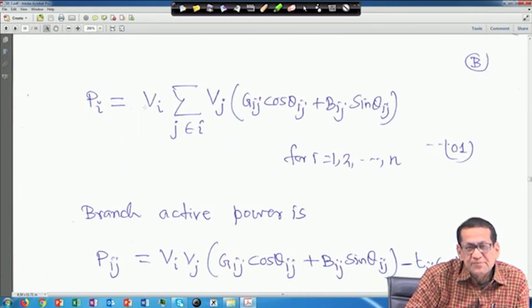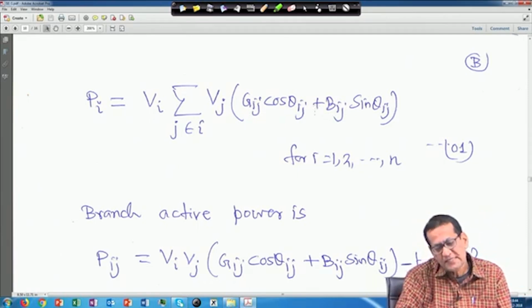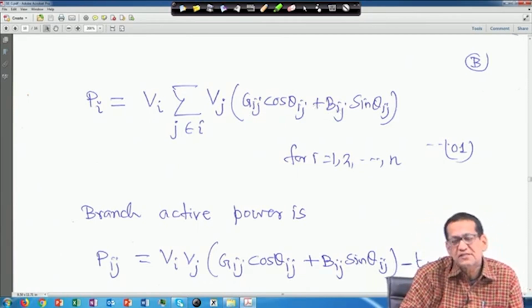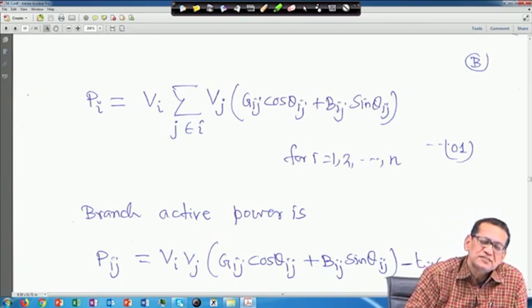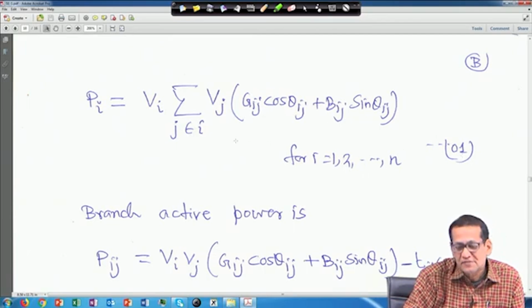So, the power injection P_i is equal to V_i times the sum over j belonging to i of V_j (G_ij cos θ_ij + B_ij sin θ_ij). The sign before B_ij depends on whether B is negative or positive, and whatever way you study it, the final result will remain the same. This is for i equal to 1 to n; this equation I put as 0 1. Later we will make it 1 2 3, but a separate note has been made.